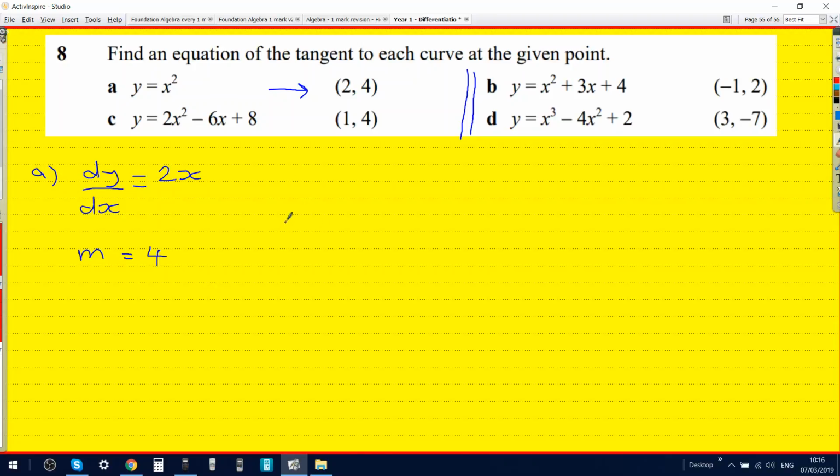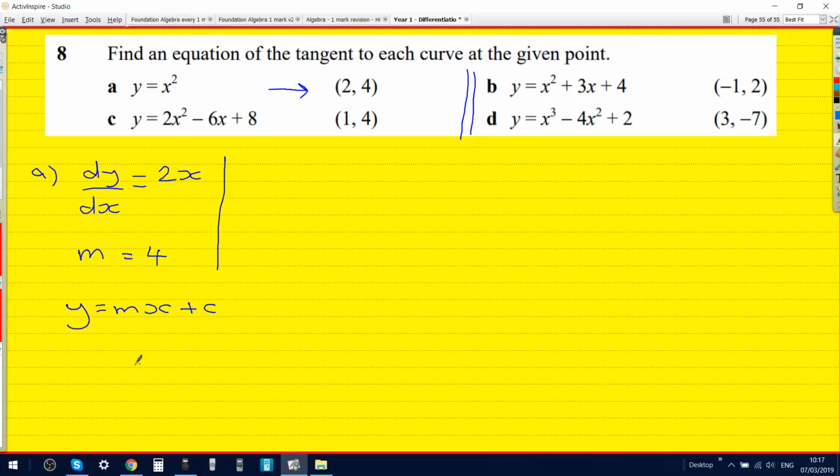So in general, a tangent, what does that look like? It's just a straight line touching the curve at a given point. What's the equation of a straight line in general? Y equals mx plus c. So that's one way of writing it. And do you know another way of writing it?